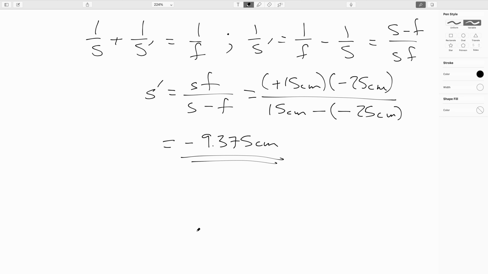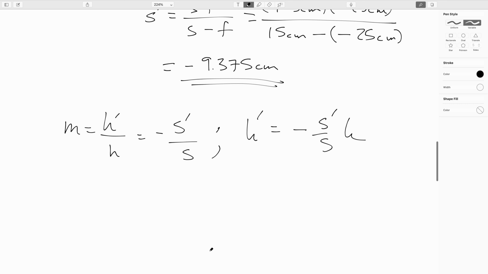Okay, so now to get the image height, we can rely on the lateral magnification definition. So that's our lateral magnification is h prime over h, which we found from considering the similar triangles, that was also minus s prime over s. So here, this is going to give me that h prime is equal to minus, and do not drop that minus sign, minus s prime over s times h.